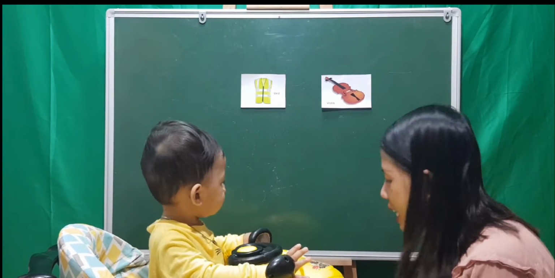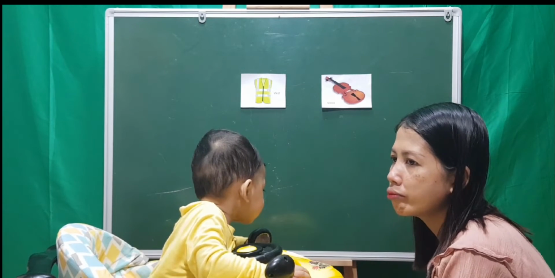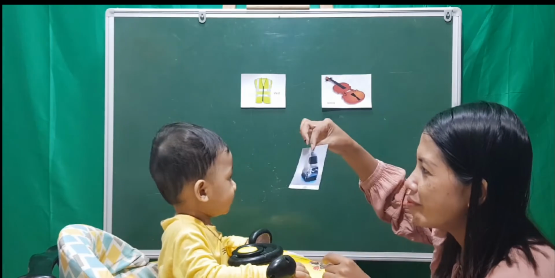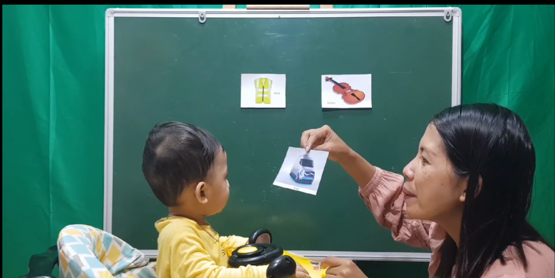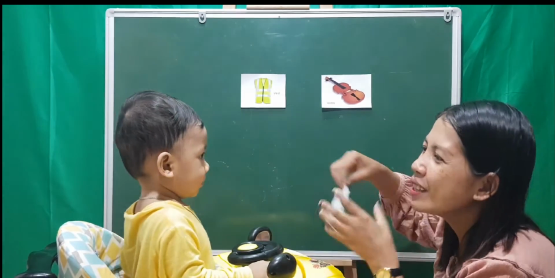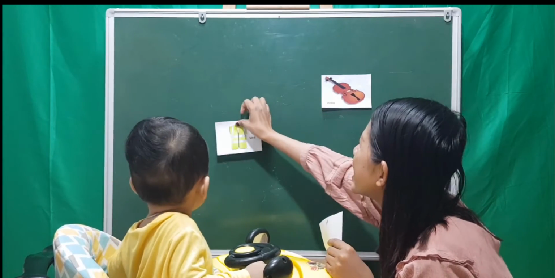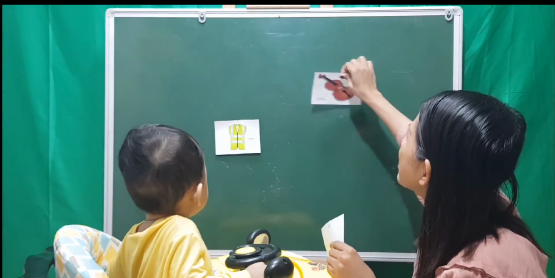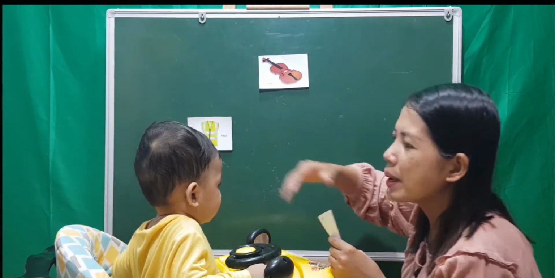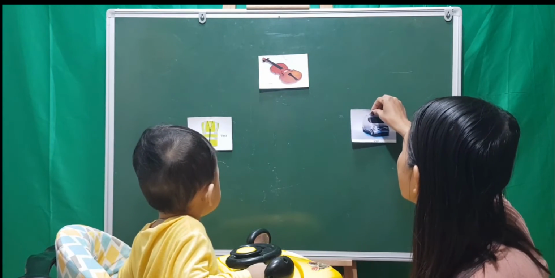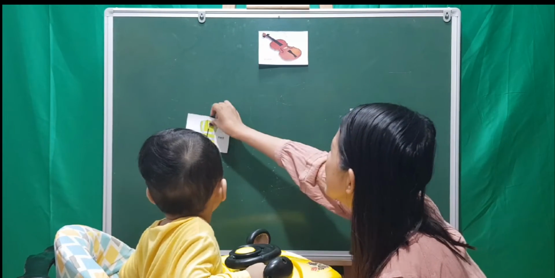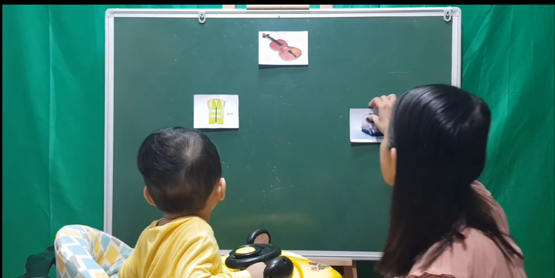One more. Can you say it, baby? Van. Van. Can you say it, baby? Van. This is van. This is violin.